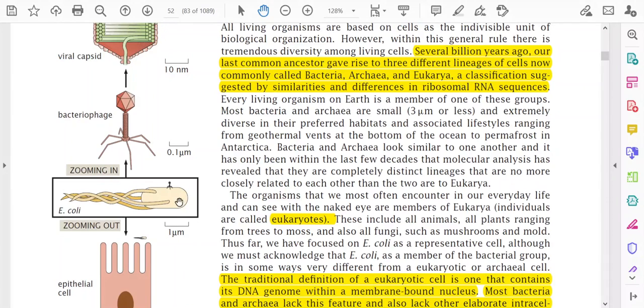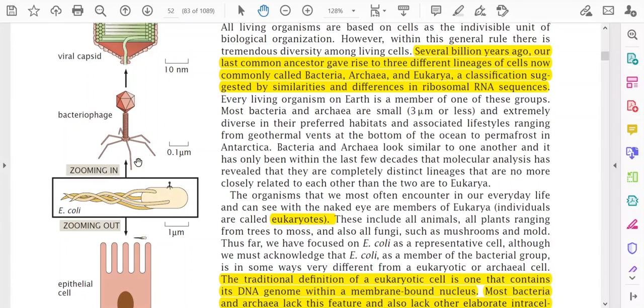And you see that there is a bacteriophage or virus that is attacking this E. coli, this small one. If you zoom in on this small bacteriophage, it will look like this. And this is the size, 0.1 micrometer or 100 nanometer. That is the typical size of the bacteriophage that attacks the E. coli.